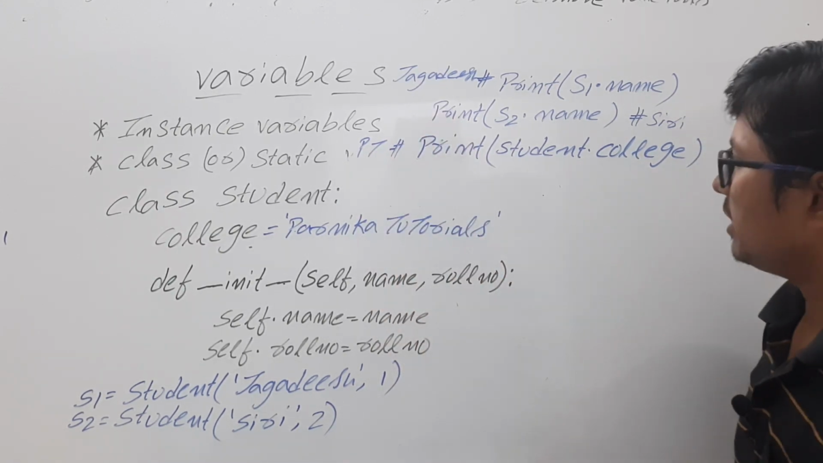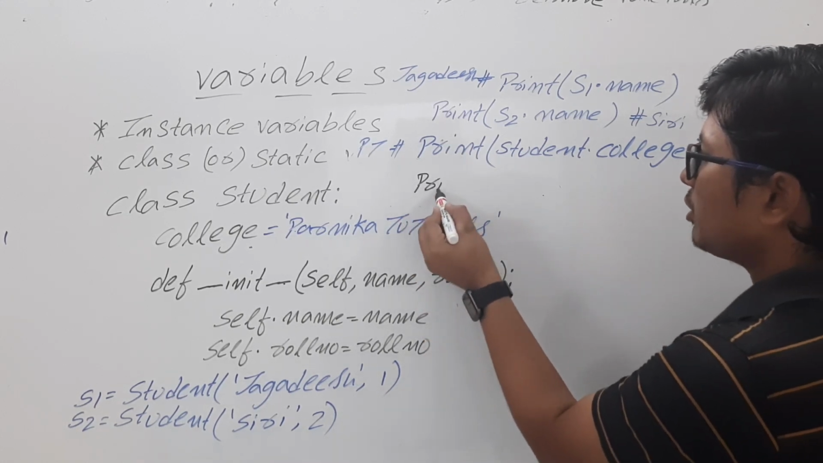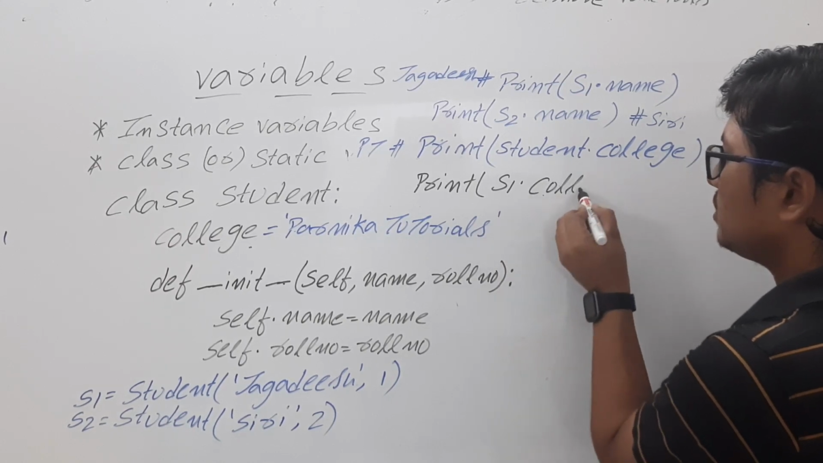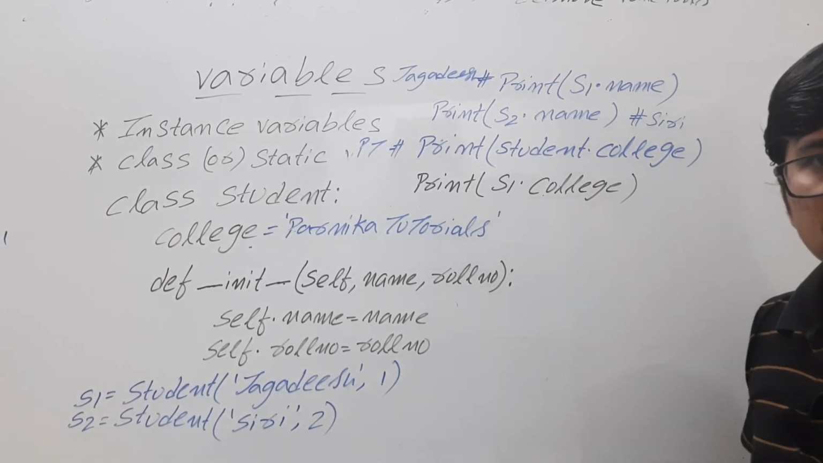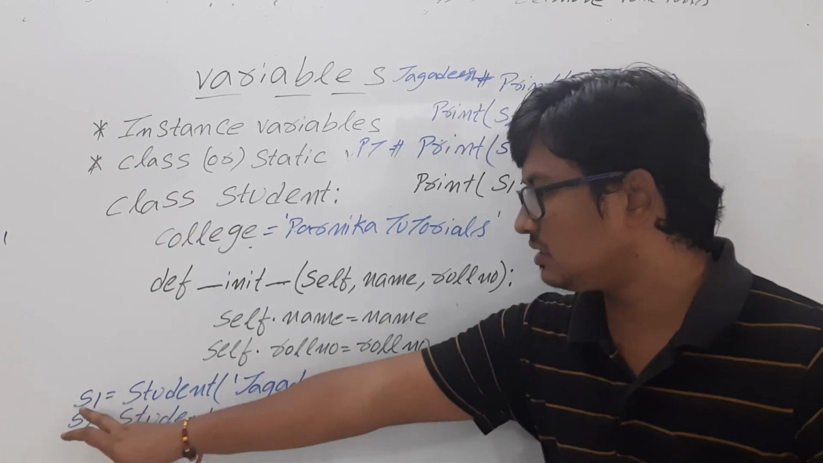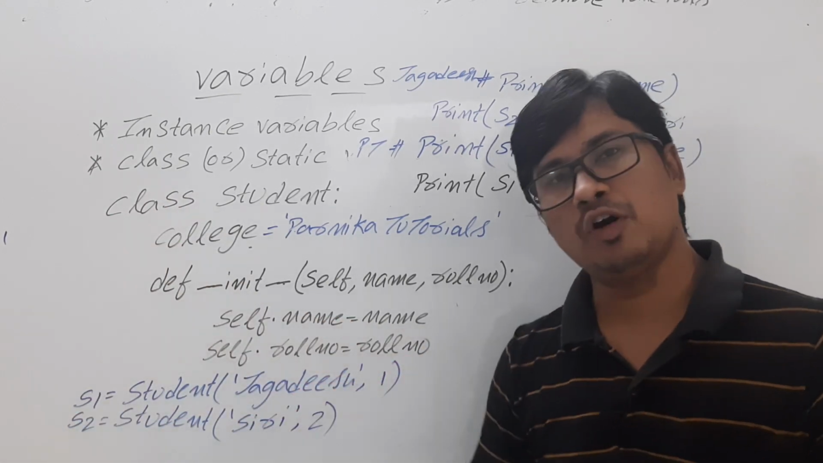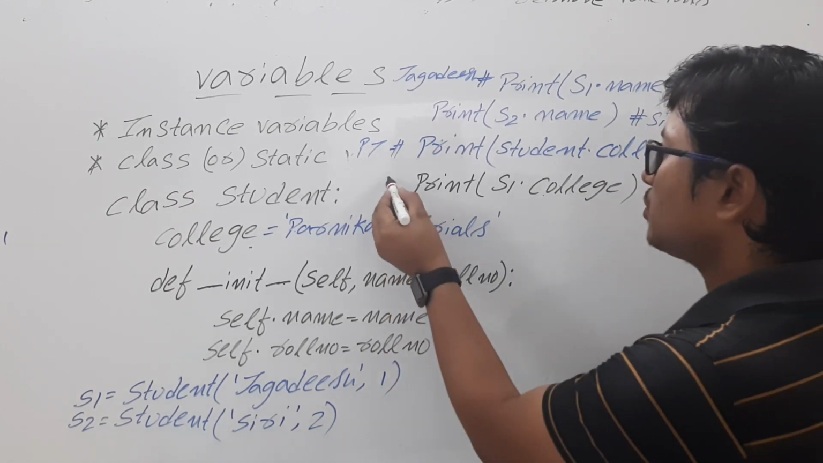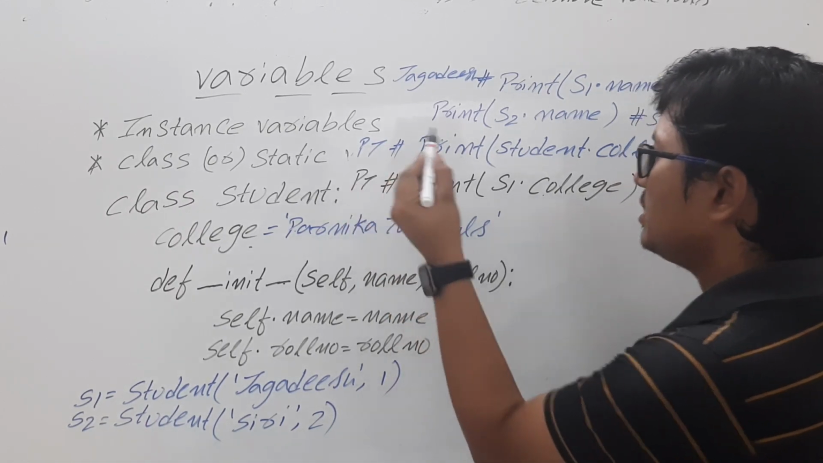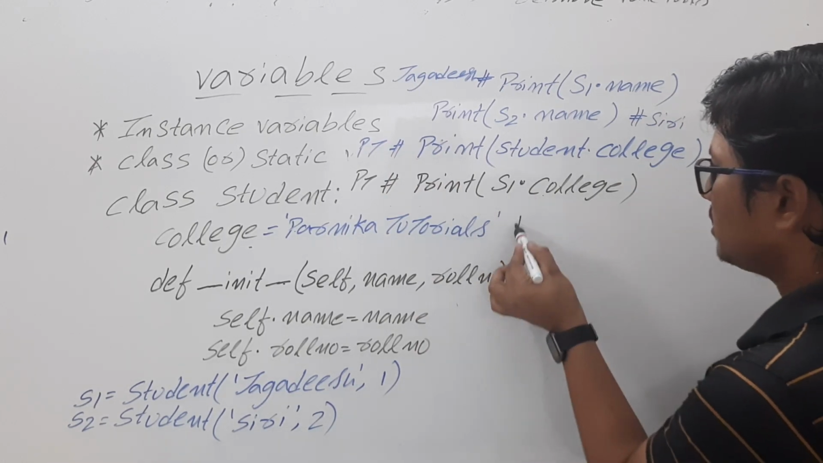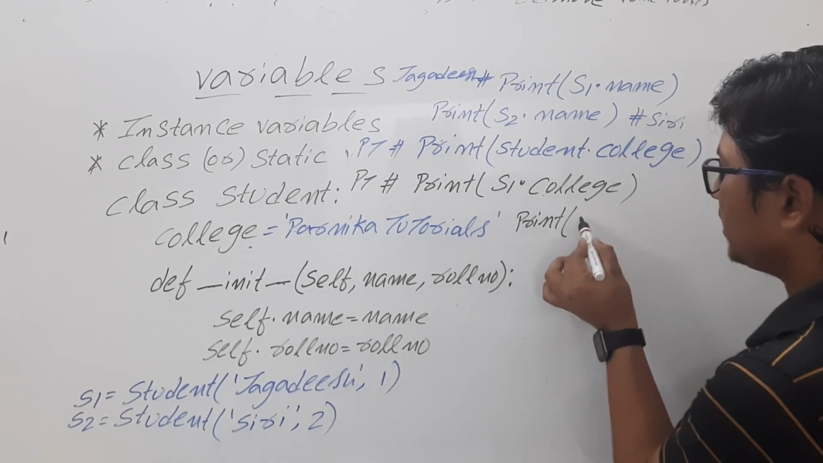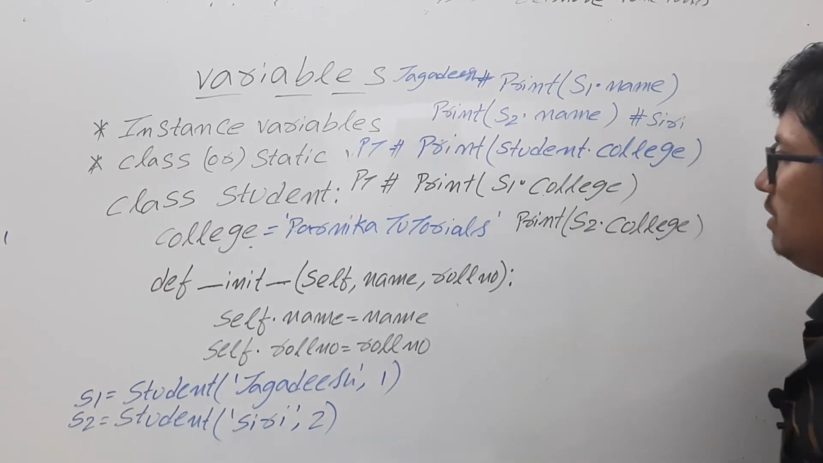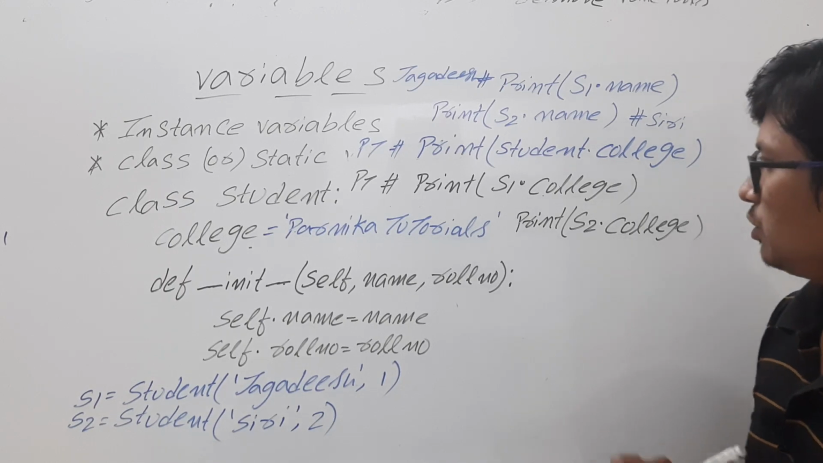Is it clear? Similarly, if I write one more statement, print s1 dot college, can anyone guess what will be the output? It will not give any error. You can access the class variable with the help of the object. It's not a problem, and it will give you the output as Parnika tutorials. Similarly, if you write the statement print s2 dot college, that is also absolutely fine. You will get the output as Parnika tutorials.